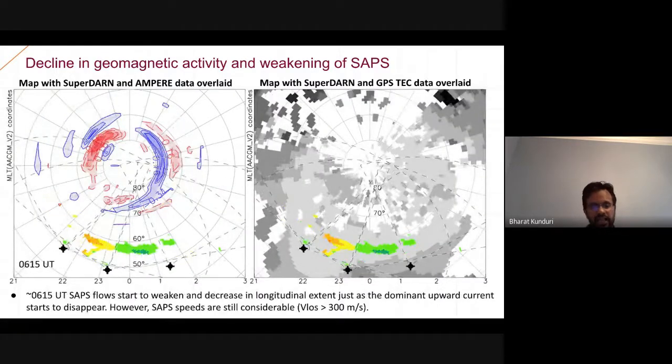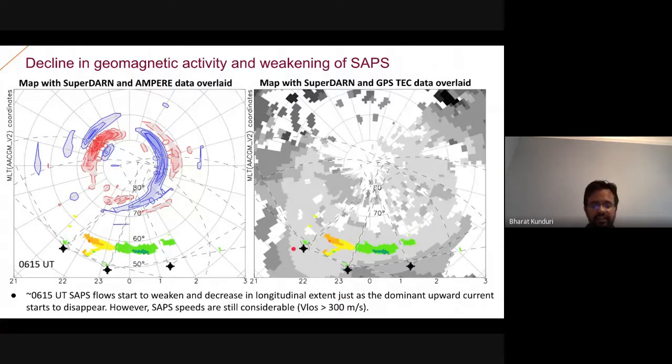And now the last plot is about 0615 UT. The activity has completely declined. The field aligned currents have completely receded. The peak of the currents is a little above 70 degrees magnetic latitude. We still see SAPS flows, and they still are located inside the mid-latitude trough. And these are not low velocities. The line of sight velocities are greater than 300 meters per second in this case.